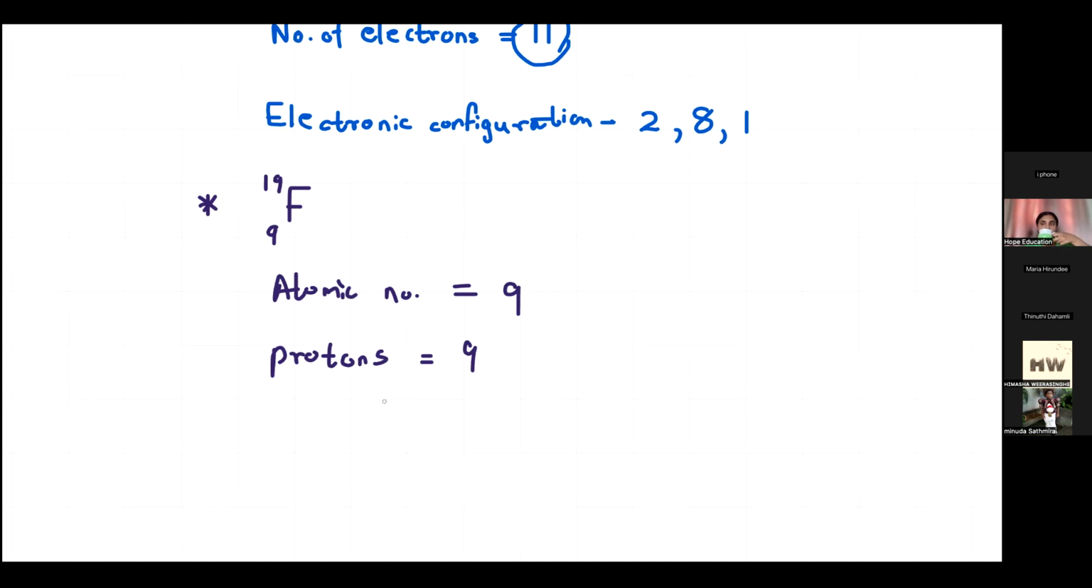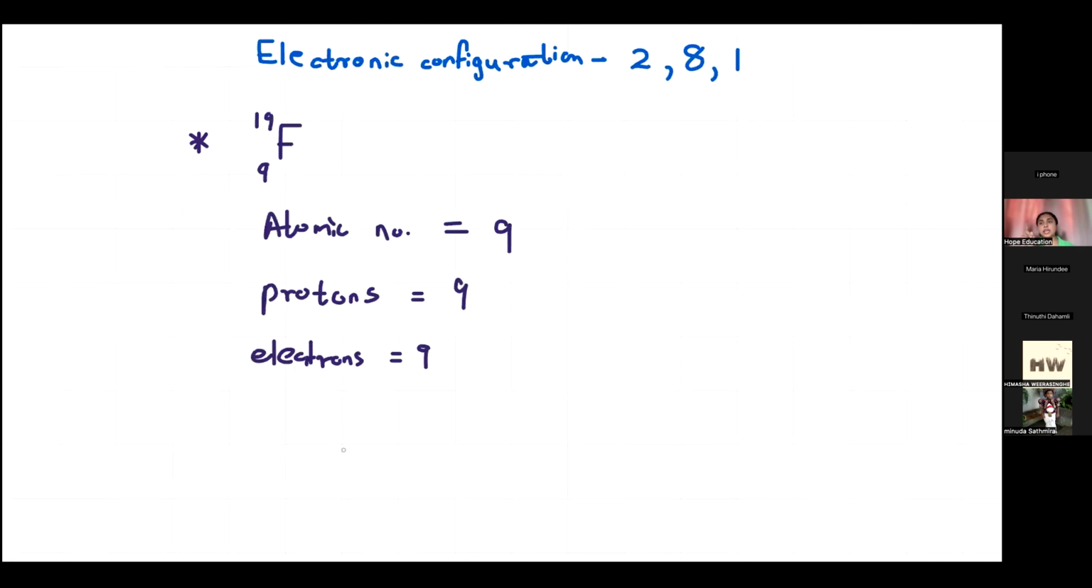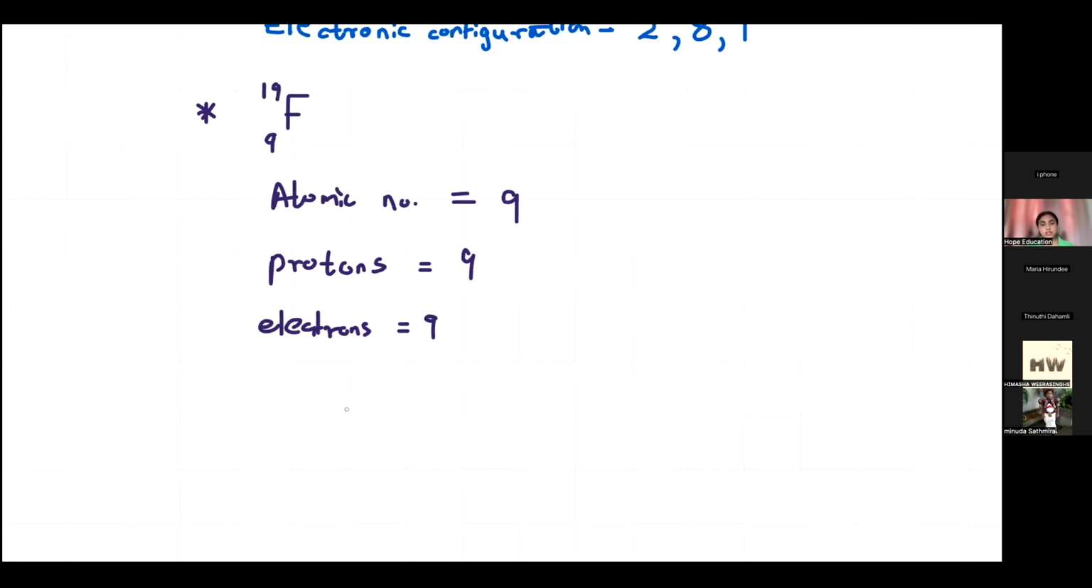How many electrons are there? Electronic configuration is how electrons are arranged, so what we really want is the electrons. Since protons and electrons are equal, electrons are also 9. Okay, let's see the electronic configuration. We said the first energy level can hold a maximum of 2 electrons. So the first energy level has 2. So 9 minus 2 is 7. The second energy level can hold a maximum of 8, but we only have 7, so we put that 7 in the second energy level. So this is the electronic configuration of fluorine. Is it clear? Thumbs up.